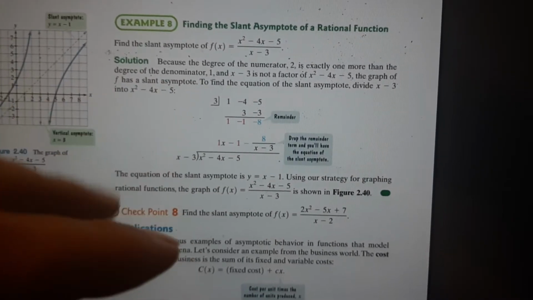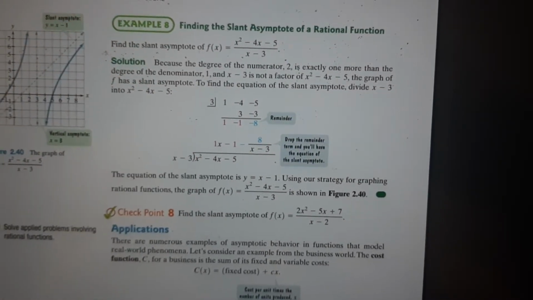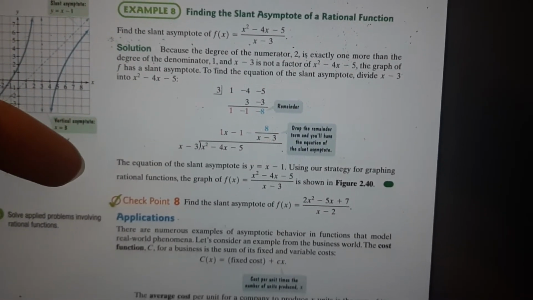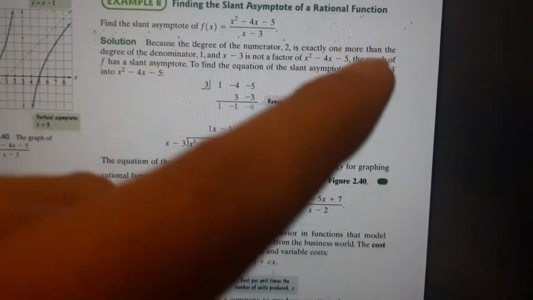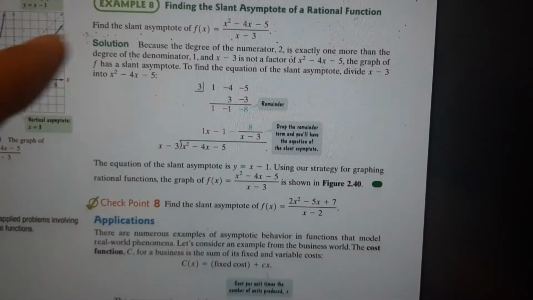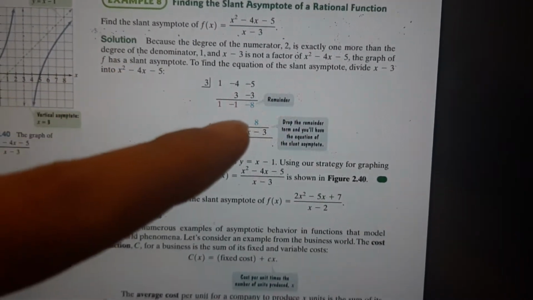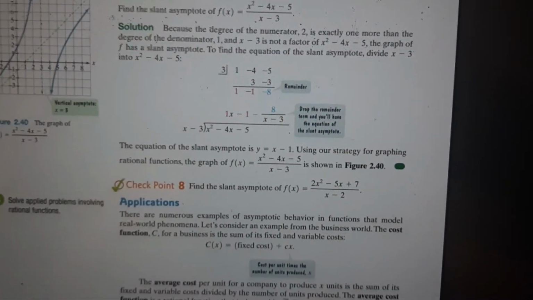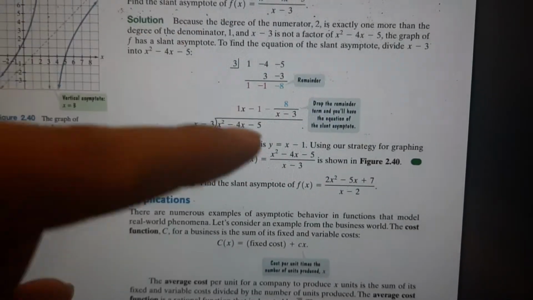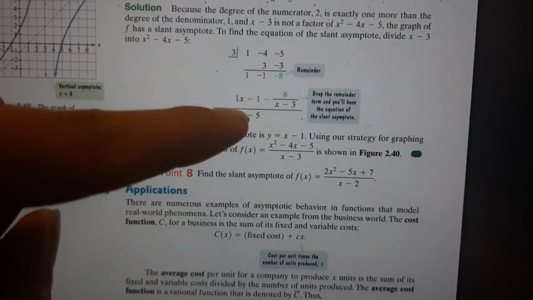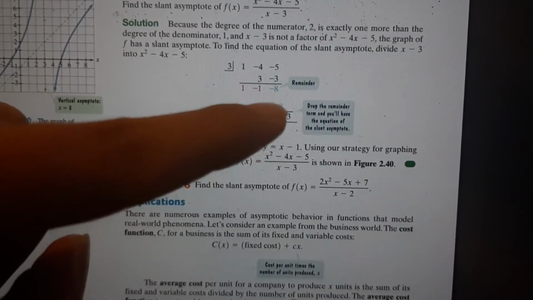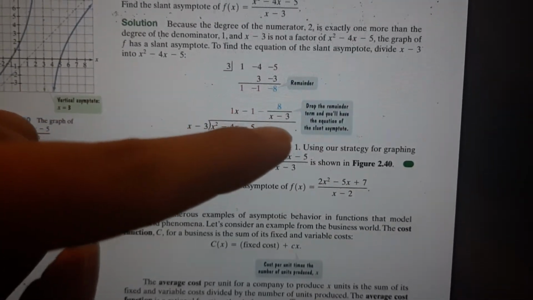So once we have taken care of those two things, we have established that there is, in fact, a slant asymptote. And then the only thing left is to divide, okay? So we divide the numerator by the denominator, once again, with synthetic division. We're already pros at this. So we divide, and we have that our equation would be something like this: 1x minus 1 minus 8, which is the remainder, divided by x minus 3.